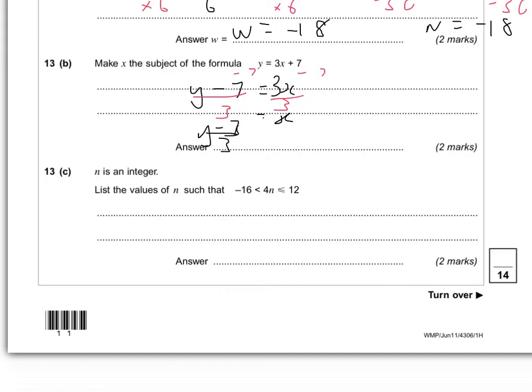So let's be careful, write the answer out. x equals y minus 7 divided by 3.